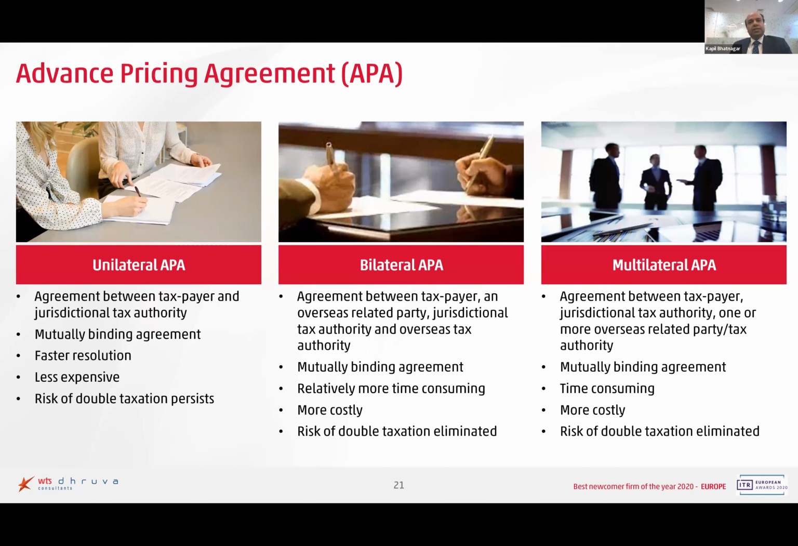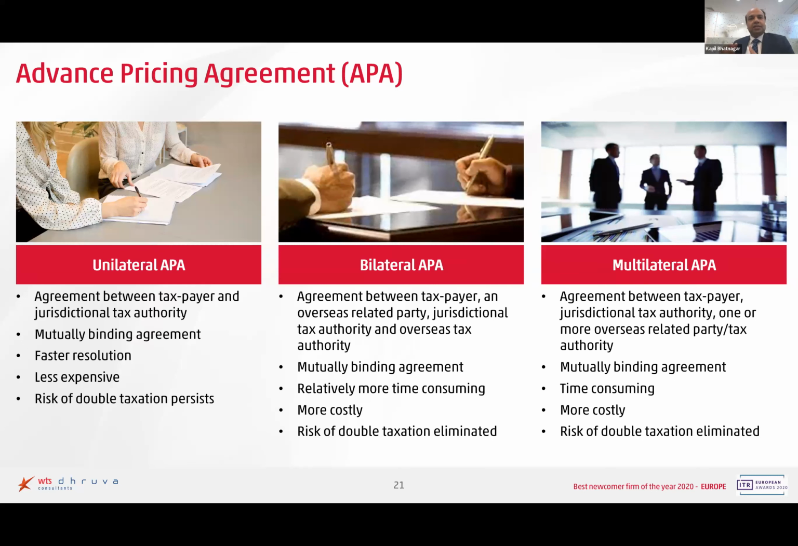Since only two parties are involved and both of them are in the KSA, typically it leads to a faster resolution. So the results are faster. It is less expensive because the statutory fees paid by the taxpayer would be only to ZATCA and not by the group to all the parties involved. However, one of the disadvantages of a unilateral APA is that the risk of double taxation would still persist.